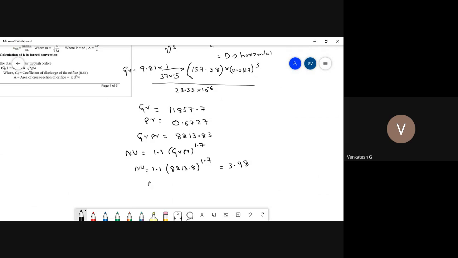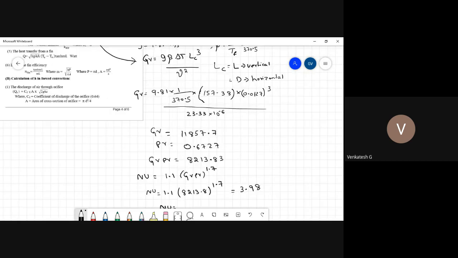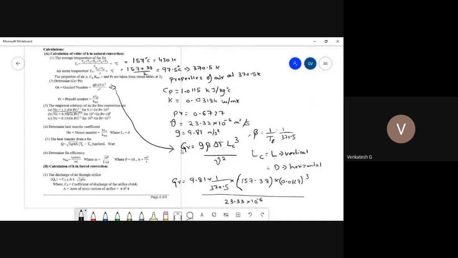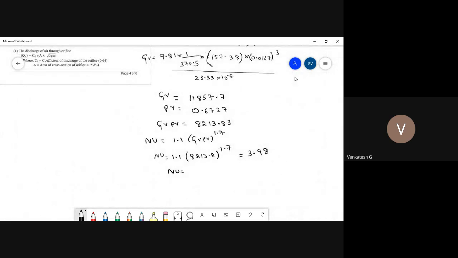Already we know the equation: Nusselt number is equal to hLc by k. So Nusselt number is equal to h Lc by thermal conductivity of air. Nusselt number is 3.98. So h we need to calculate, and what is Lc? It is D, so 0.0127, the diameter of the fin, by the thermal conductivity, 0.03184. If you calculate the heat transfer coefficient, we are going to get h as 9.97 watt per meter square Kelvin. So this is the heat transfer coefficient for free convection.